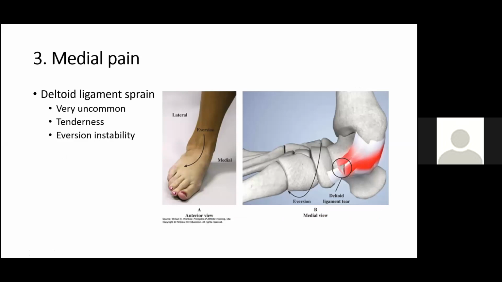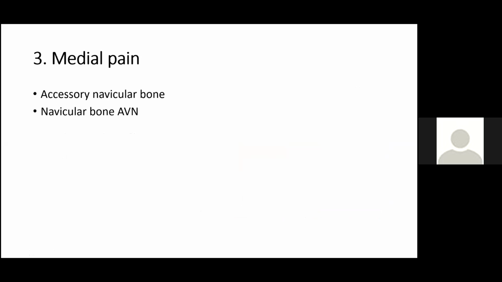This is very, very rare because this is one of the strongest ligaments in our body. So deltoid ligament sprain is very, very rare, and eversion injuries are also rare. So very uncommon, but they can present with medial sided tenderness just inferior to the medial malleolus with eversion instability. If you try to evert the foot, the eversion will be too much, but that is very rare.